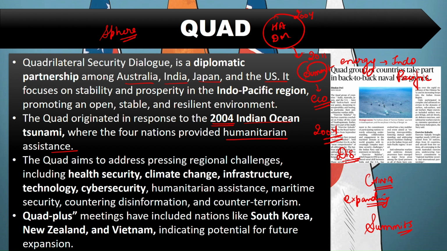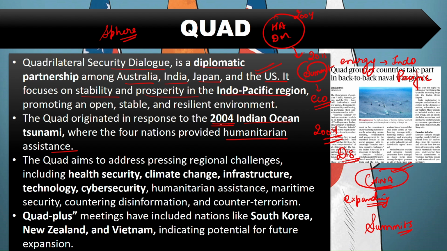Okay, let's read a little bit. The Quadrilateral Security Dialogue, or the Quad that we say, is a diplomatic partnership among Australia, India, Japan and US. All these 4 members you must be knowing. Okay, it focuses on stability and prosperity in the Indo-Pacific region. So the main purpose here is the Indo-Pacific region. If we are considering the Indo-Pacific region, the main thing that comes up is China as well. Okay, so China tries to threaten the Indo-Pacific region. So we also come into a defense perspective when we come to the Quad.